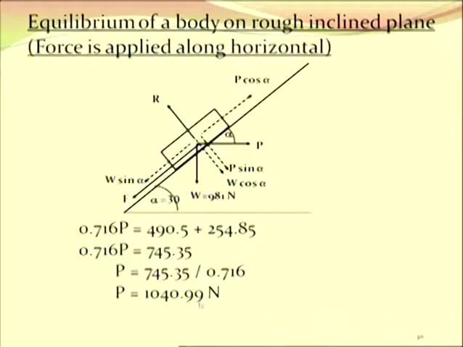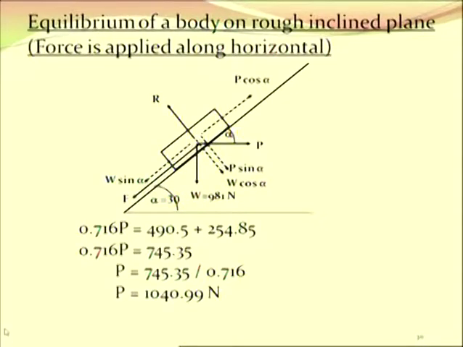So this value of P, we can say that it is a maximum value to make the block in equilibrium. So there are two values of P we obtained. One is a minimum one, second one is a maximum one. So there we have completed that first example.